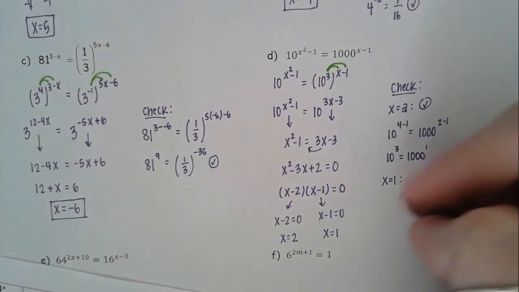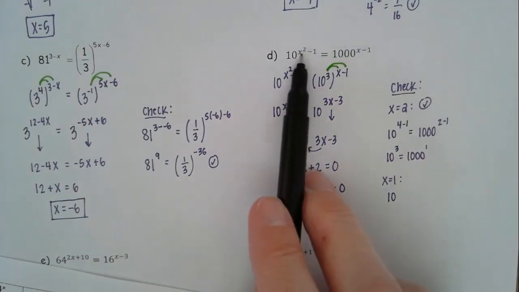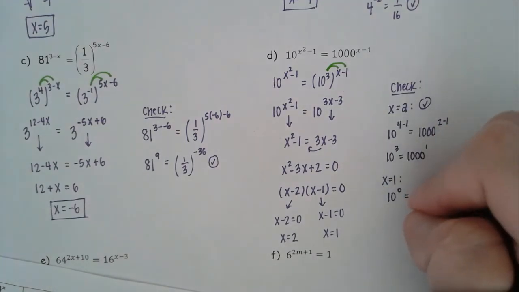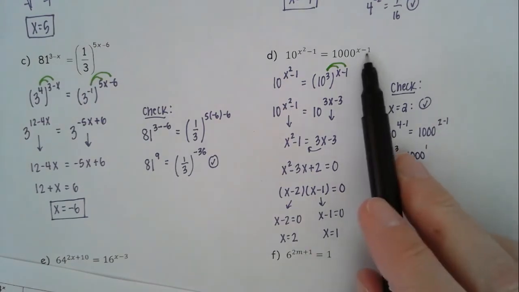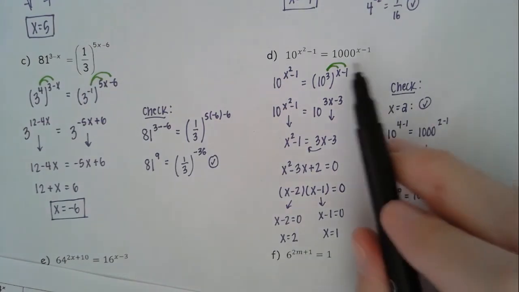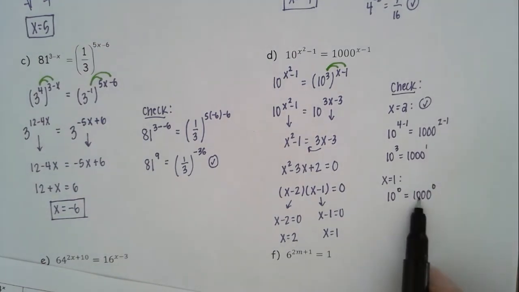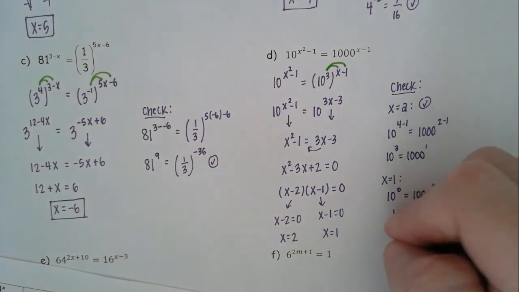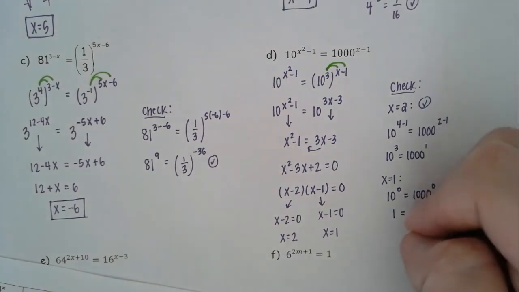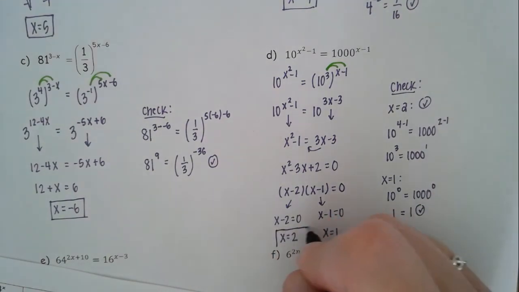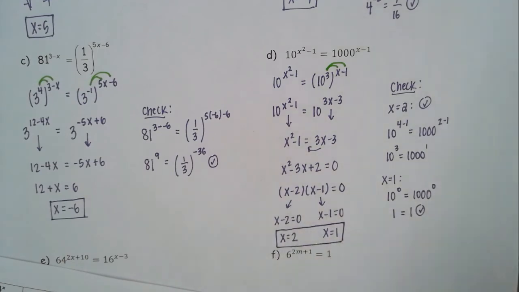So then I also want to check 1. So I'll go ahead and substitute back in on the left-hand side. So 10 to the 1 squared is 1. 1 minus 1 is 0. Over here on the right-hand side, 1,000 to the 1 minus 1, which is also 0. Well, there's this property in exponents that tells me that 10 to the 0 is 1. And it also tells me that 1,000 to the 0 is 1. So 1 is equal to 1. That does work. So we have two solutions here of x is equal to 2 and x is equal to 1.